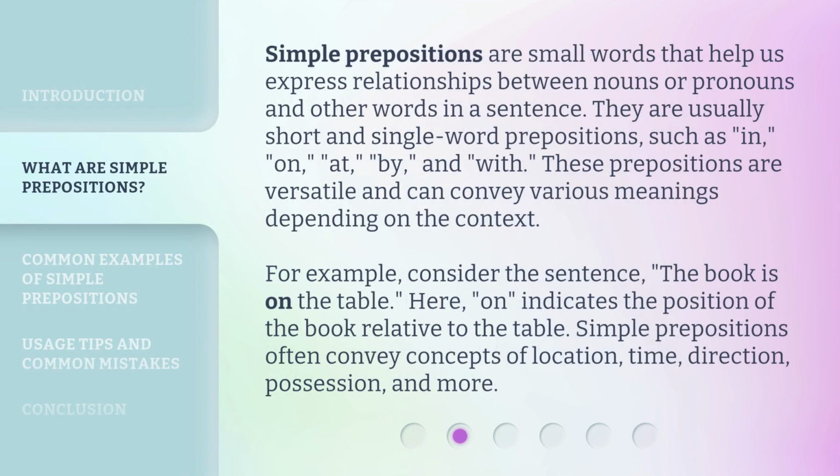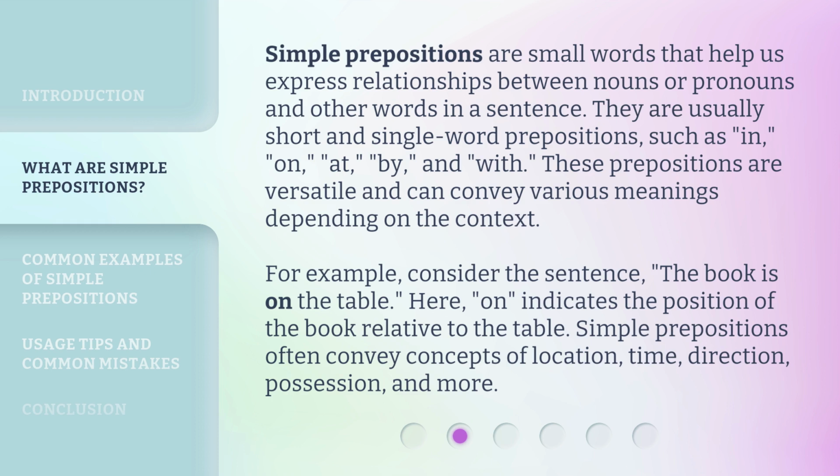Simple prepositions are small words that help us express relationships between nouns or pronouns and other words in a sentence. They are usually short and single-word prepositions, such as in, on, at, by, and with. These prepositions are versatile and can convey various meanings depending on the context.